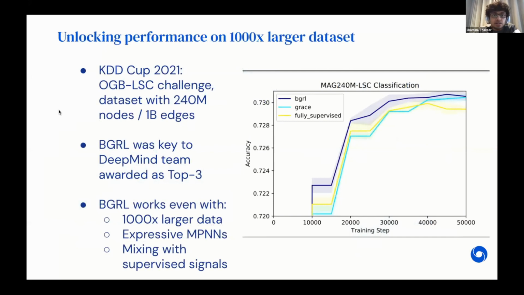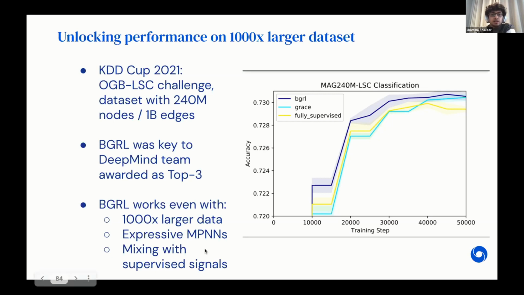And very recent news is that we were working on this KDD Cup 2021, which was this Open Graph Benchmark large scale challenge, which had a node classification data set with around 240 million nodes and 1 billion edges. And BGRL was one of the key parts of our approach to be in the top 3. This was a very interesting result because we see that BGRL now works even in the very, very high data regime. It works also with the very expressive message passing neural networks that I described earlier.